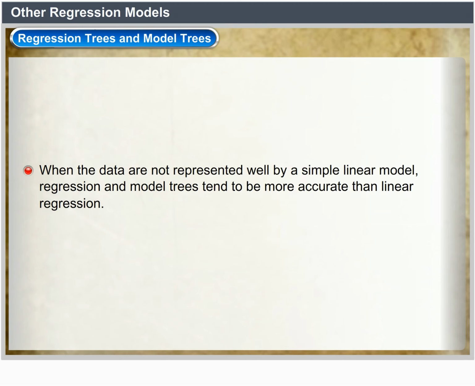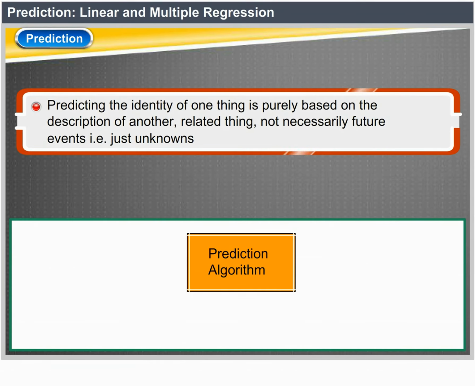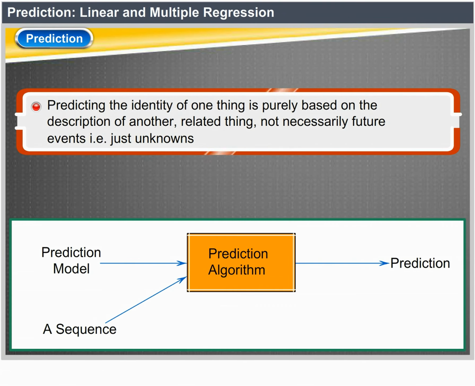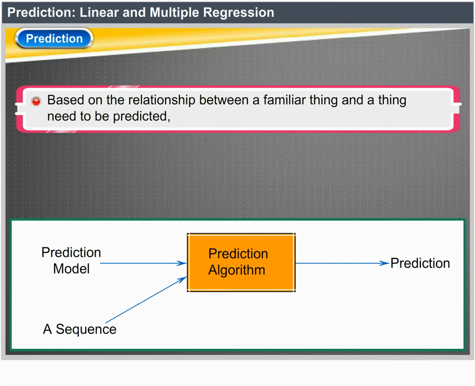Prediction. Linear and multiple regression. Prediction means predicting the identity of one thing based purely on the description of another related thing. Not necessarily future events, just unknowns. It is based on the relationship between a thing that you can know and a thing you need to predict.